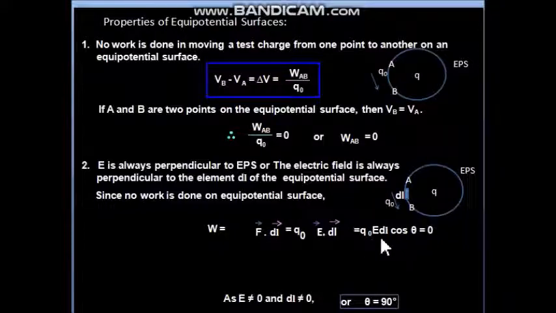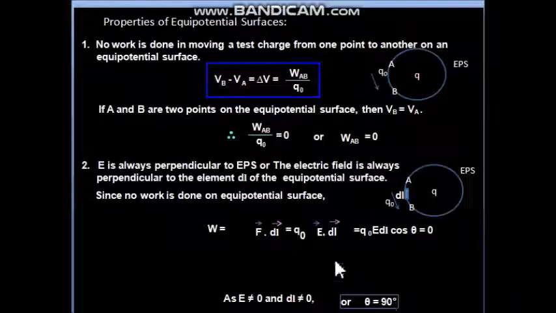After getting this answer, we equate it to 0, because we have already proved that work is 0. Now here we will get the information about this theta. Since this whole product is 0, and Q0 is the test charge, which is not 0, electric field is not 0, and dl is not 0, that means cos theta is 0. So theta is 90 degrees.